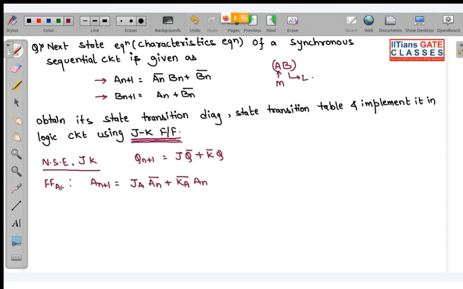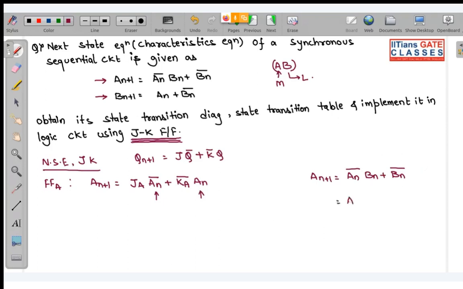Simply, I have written the next state equation for this flip-flop A. And in the question, your next state equation is given like this: An plus 1 is equal to, first understand, then you can copy, An complement Bn plus Bn complement. Now you can see that over here we have one term of An complement and one term of An, but over here we only have An complement, we don't have a term of An.